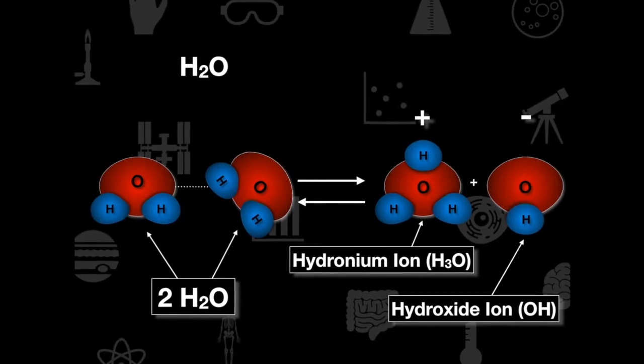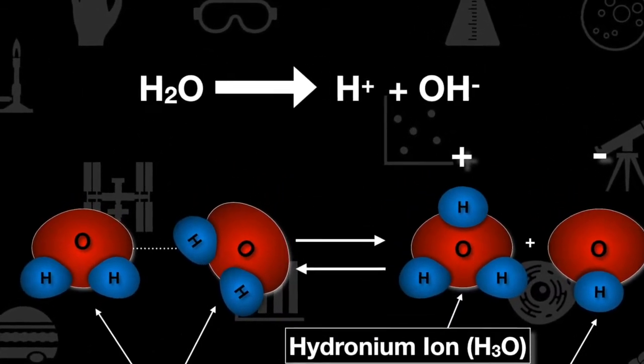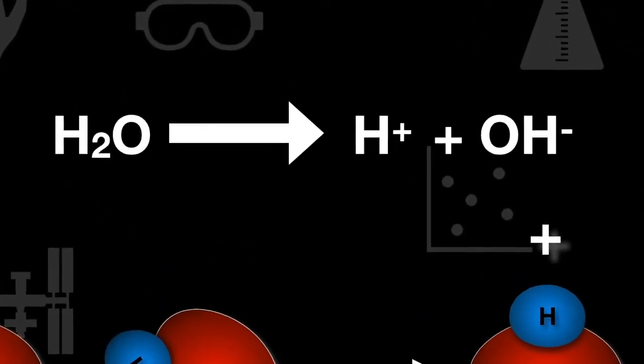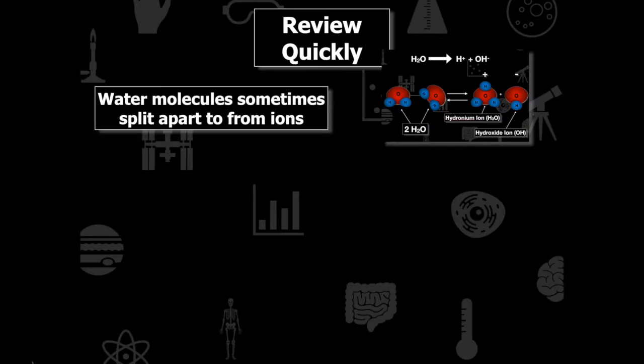Now, if we look at this written out, we can see H2O going through and turning into H plus or OH minus. This is another way of writing out the chemical reaction that I've shown you below. So let's go through and make sure we review quickly what's occurring here. So first off, water molecules sometimes split apart to form ions. Remember, this is because of the force of the hydrogen bonds that exist in the water column. So H2O can split into H plus and OH minus in the water column.